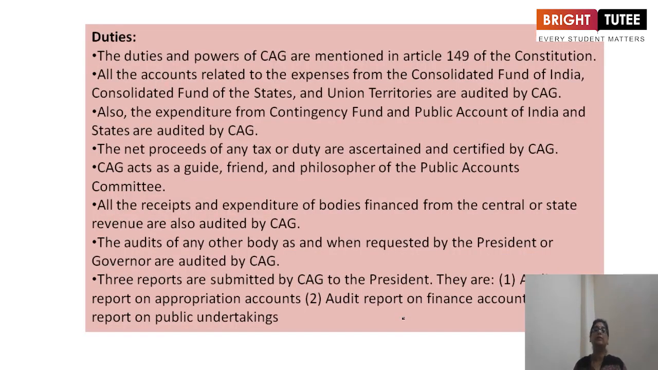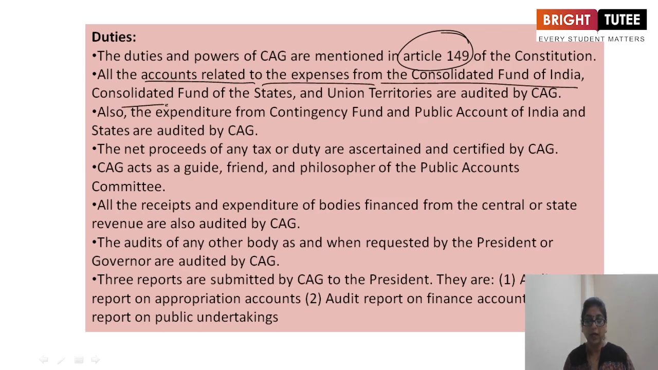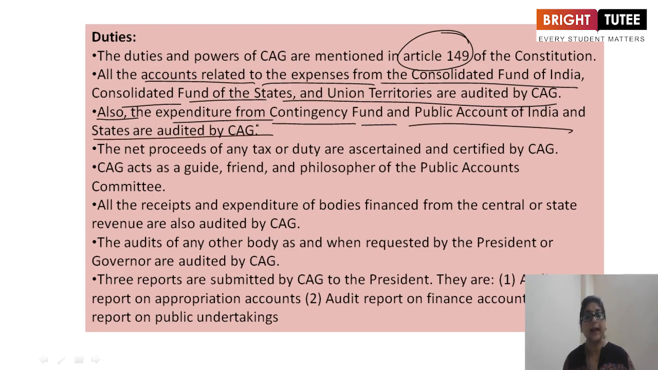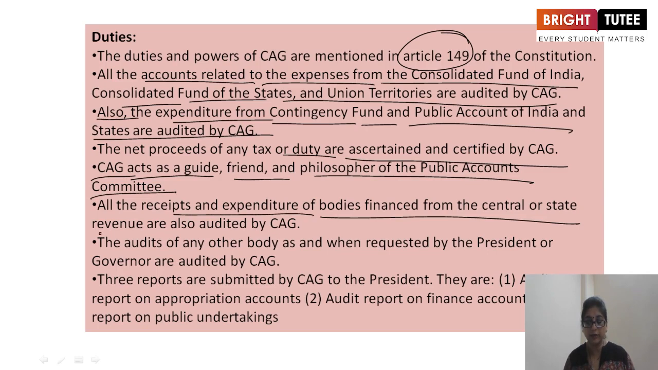What are his duties? The duties and powers of CAG are mentioned in Article 149 of the Constitution. All the accounts related to the expenses from the Consolidated Fund of India and the Consolidated Fund of States and Union Territories are audited by CAG, and also the expenditure of the Contingency Fund and Public Account of India and States. The net proceeds of any tax or duty are ascertained and certified by CAG. CAG acts as a guide, friend, and philosopher of the Public Accounts Committee. And all the receipts and expenditure of bodies, finance, and the central or state revenue are also audited by CAG.